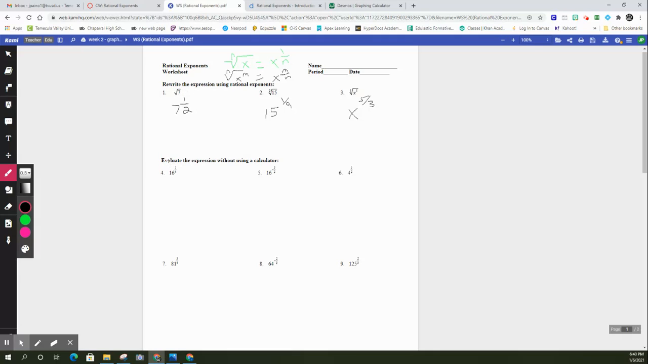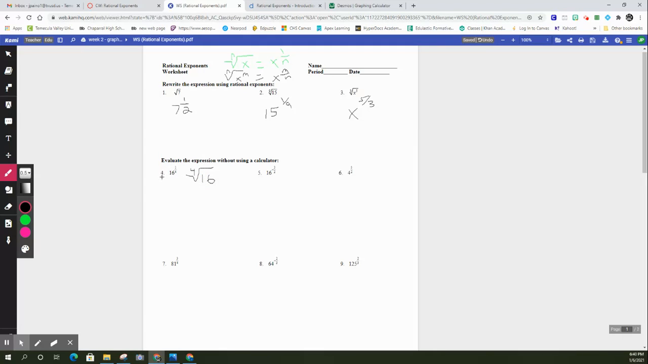All right, so now we need to actually evaluate. It says without using a calculator. Yes, you could type these in your calculator and they'll tell you, but these are easy enough bases that we should be able to work with here. And so this is 16 to the 1/4 power. If you need to rewrite it, you can. It's the 4th root of 16. You don't need to do this step. If you understand those are the same things, there's no reason to rewrite it.